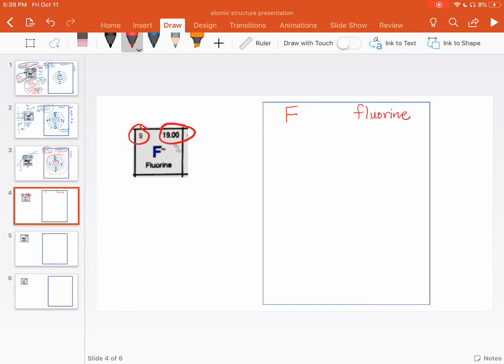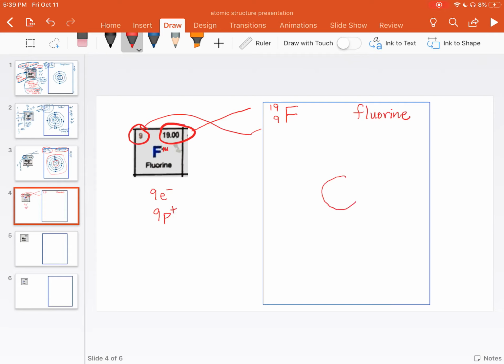Again, we're not really worrying about this ionic charge at this point. It's something we'll utilize later. I round my top number to the nearest whole number, and I write 19. This tells me that I have an atomic number of 9. That indicates to me that I have 9 electrons and 9 protons. The atomic number tells me that.